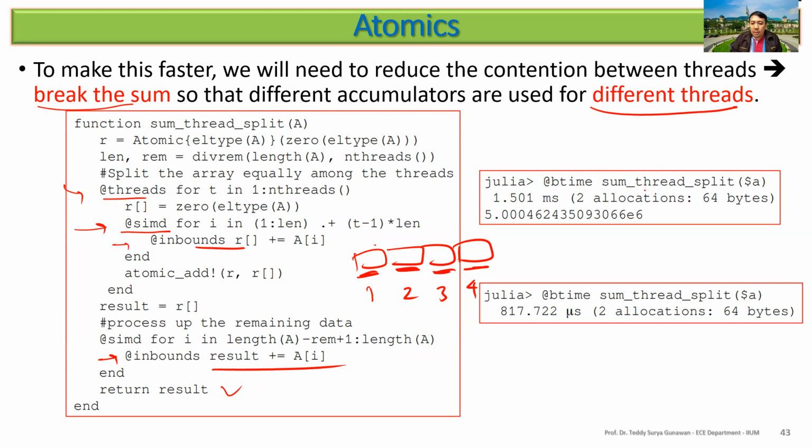So you can see here, sum thread split A: 1.5 milliseconds. What's the difference?